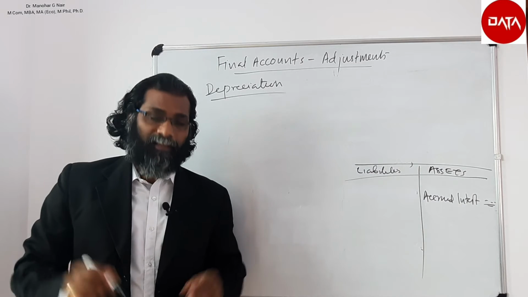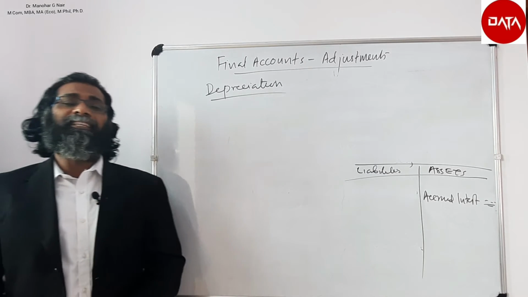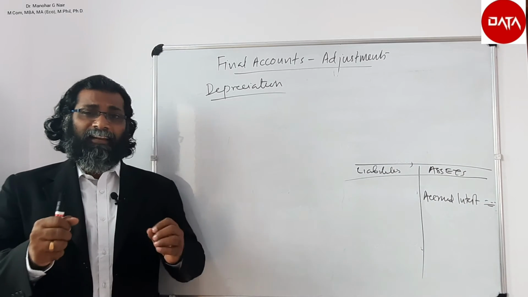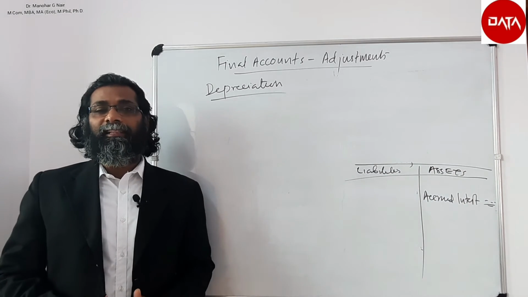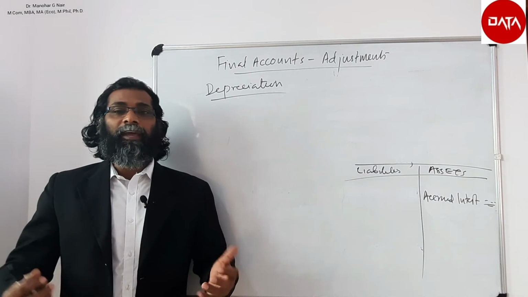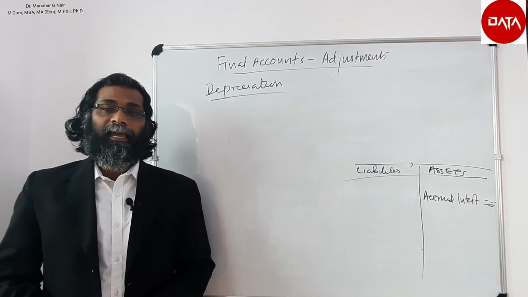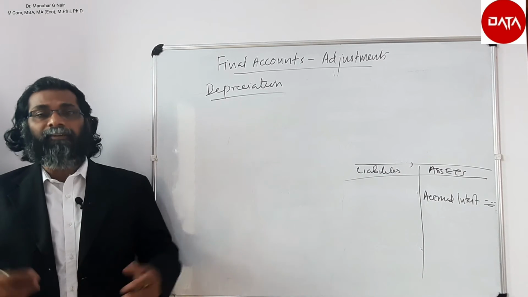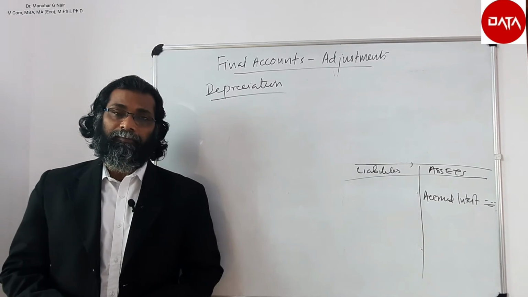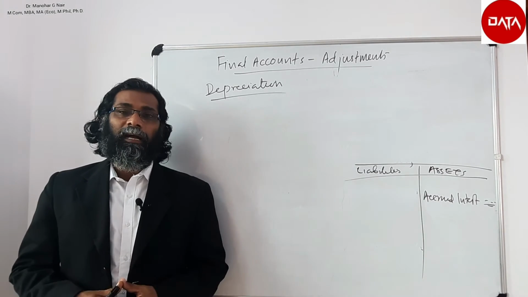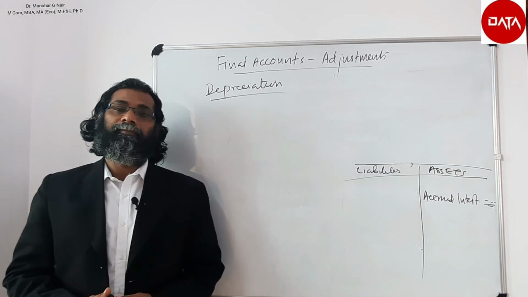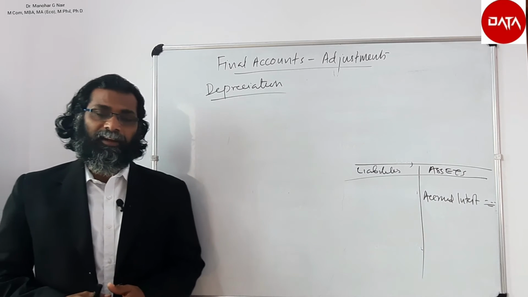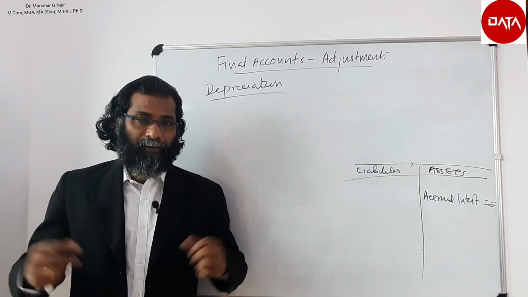Next adjustment is depreciation. Depreciation means diminution in the value of asset or reduction in the value of asset. How would the reduction in the value of asset take place? It may be because of usage, because of old age, because of being out of fashion. It may be evaporation, consumption, or extraction. So all these would lead to depreciation, or the reduction in the value of asset.